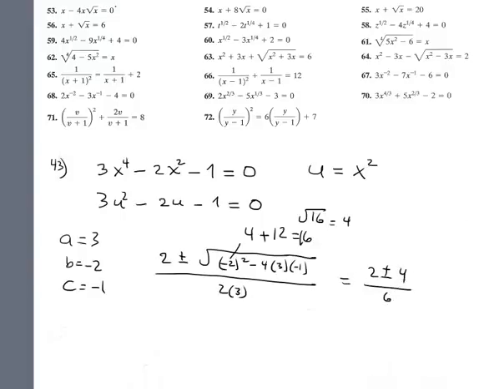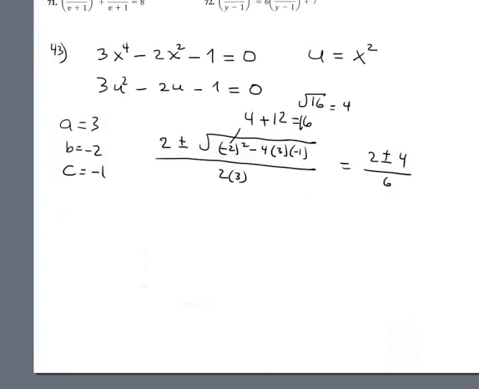I separate into pieces. For example, 2 plus 4 over 6 is 6 over 6, which is 1. And the other is 2 minus 4 over 6, which is minus 2 over 6, is negative 1/3.